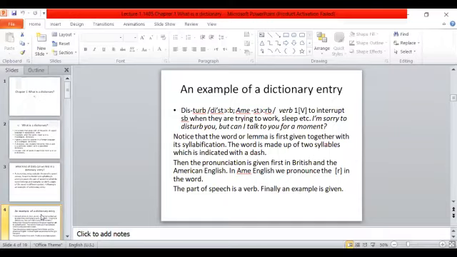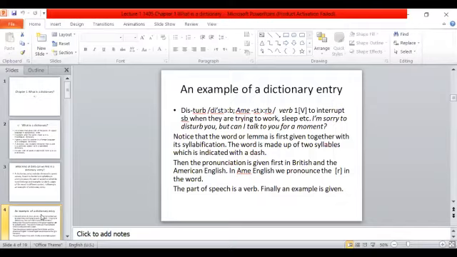Then we have the category or the class of the word, it is a verb. And we have number 1 for the first sense. The sense of it as a verb, disturb: to interrupt somebody when they are trying to work, sleep. And then we have an example: I'm sorry to disturb you, but can I talk to you for a moment?